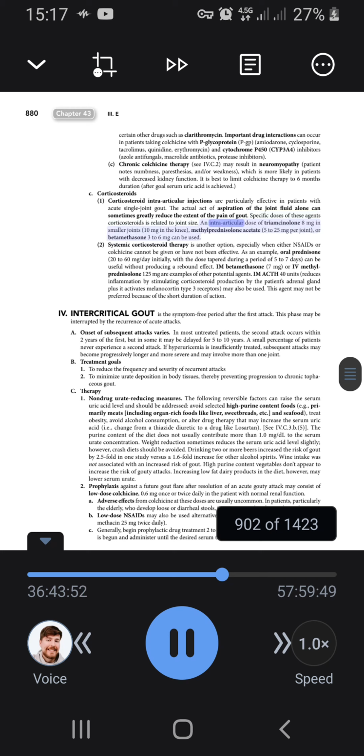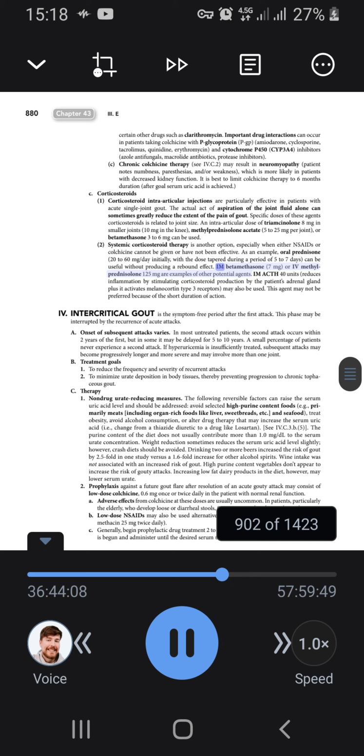An intra-articular dose of triamcinolone is 8 mg in smaller joints, 10 mg in the knee. Methylprednisolone acetate, 5 to 25 mg per joint, or betamethasone 3 to 6 mg can be used. 2. Systemic corticosteroid therapy is another option, especially when either NSAIDs or colchicine cannot be given or have not been effective. As an example, oral prednisolone 20 to 60 mg daily initially, with the dose tapered during a period of 5 to 7 days, can be useful without producing a rebound effect.